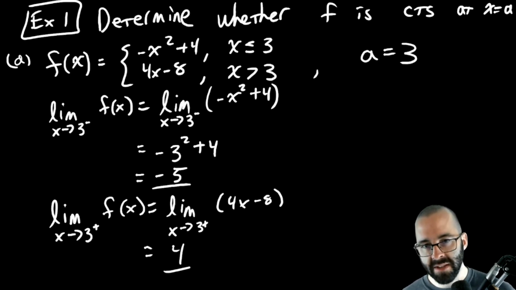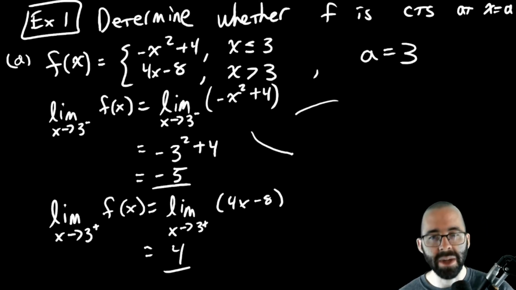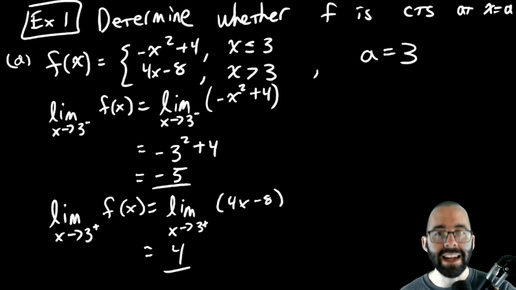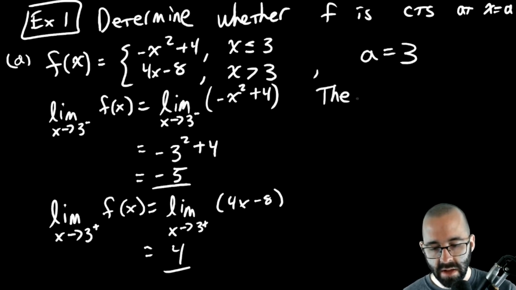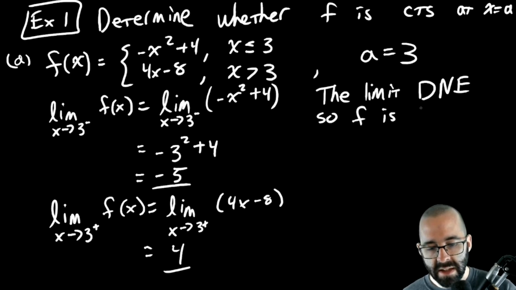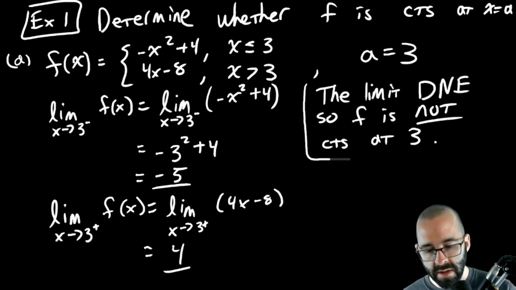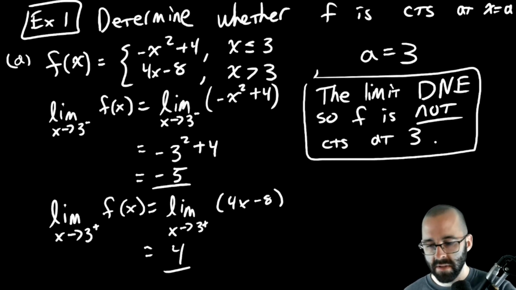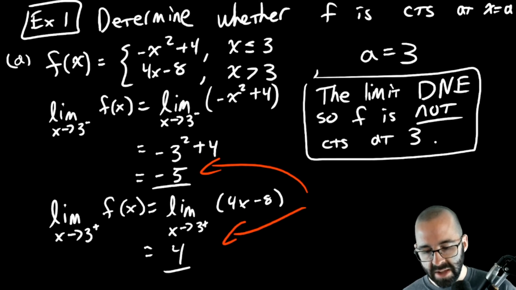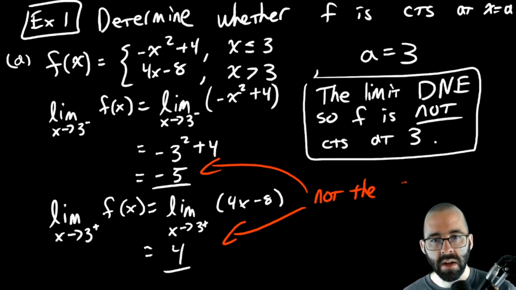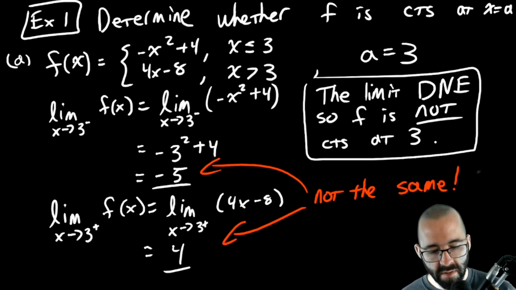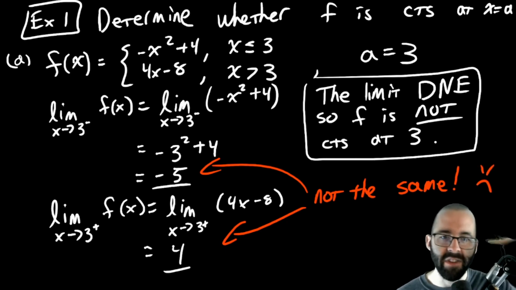Right? Left limit is different from the right limit. So on the left, we're like down here, and from the right, we're like way up here. So the limit doesn't exist. They're not connected. The limit does not exist. So f is not continuous at 3. Again, we need these to be the same.